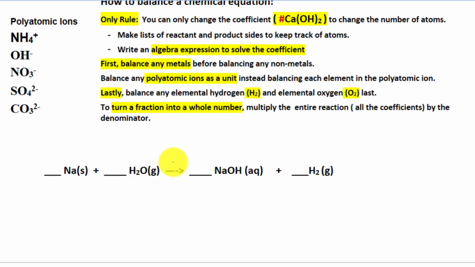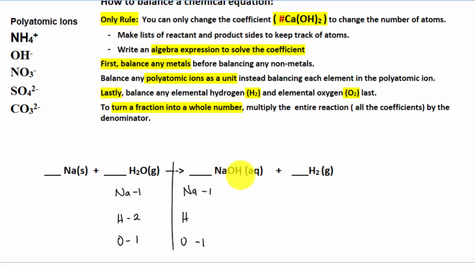Well, first things first, we need to make the list. And of course, the list is going to be the same: Na, H, O. If this is Na, H, O, over here would be Na, H, O as well, based on the law of conservation of matter. Over here we have 1 Na, we have 2 hydrogen, and how many oxygen do we have? 1. Over here we have 1 Na, but for the oxygen we have only 1.